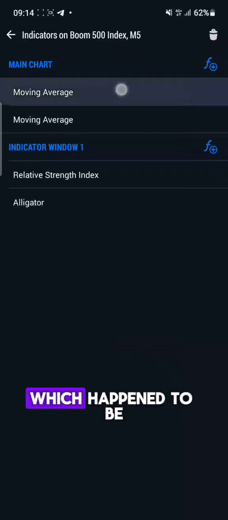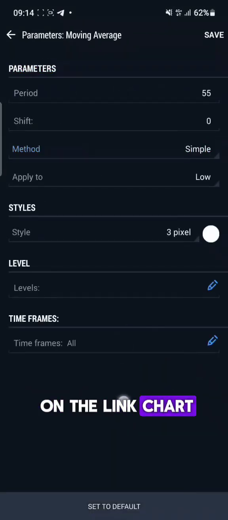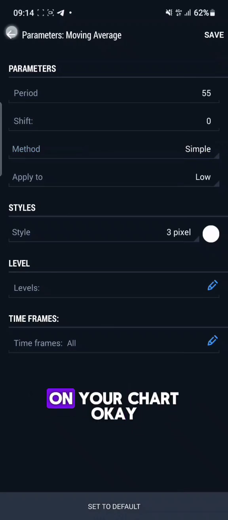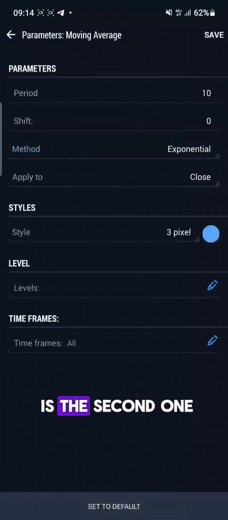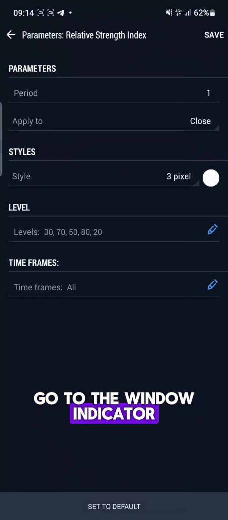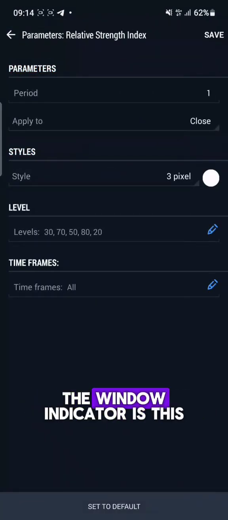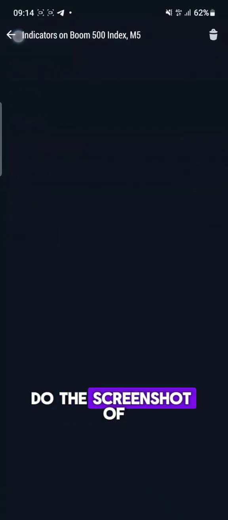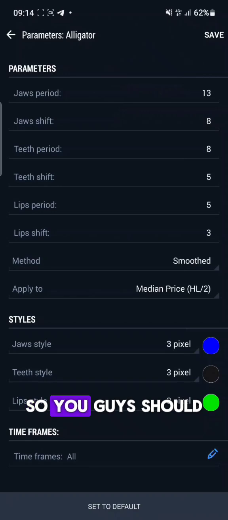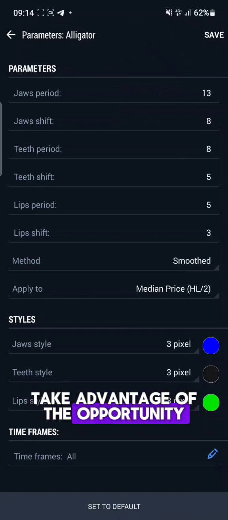The first one, which happens to be on the main chart, is this, so you can take a screenshot of it and have it done on your chart. Okay, and of course this is the second one, take a screenshot of it and have it done on your chart. Okay, and of course let's go to the window indicator. The first one under the window indicator is this, take a screenshot of it and have it done, and the last one is this, guys. So you guys should take advantage of the opportunity right away.